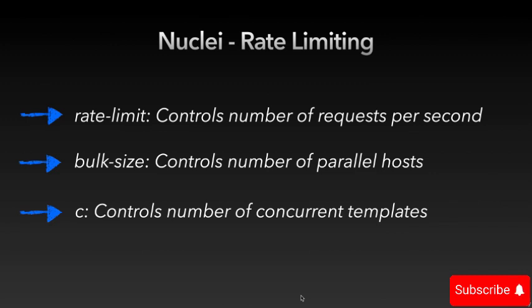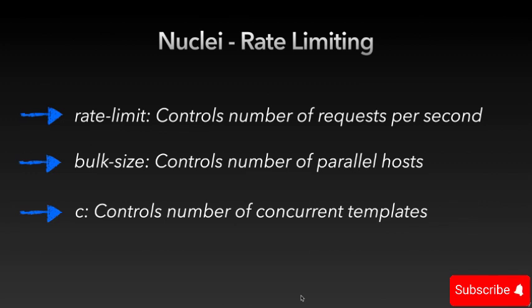Now to avoid that, you can also tune Nuclei as per your choice. As you can see over here, there are 3 different options or flags that you can use in Nuclei to tune your request. The first is the rate limit, which controls the number of requests that you want to send per second to any specific given target.